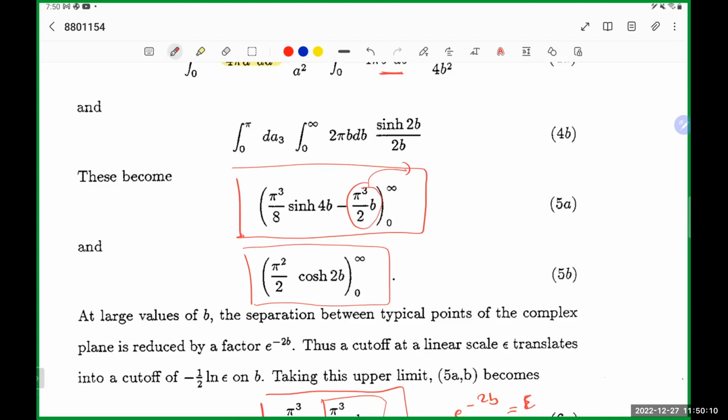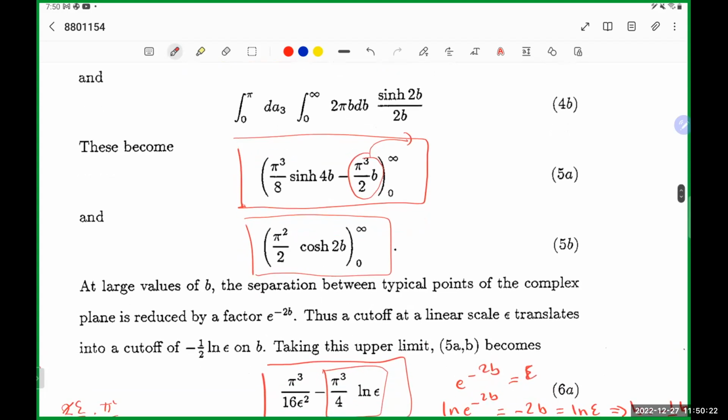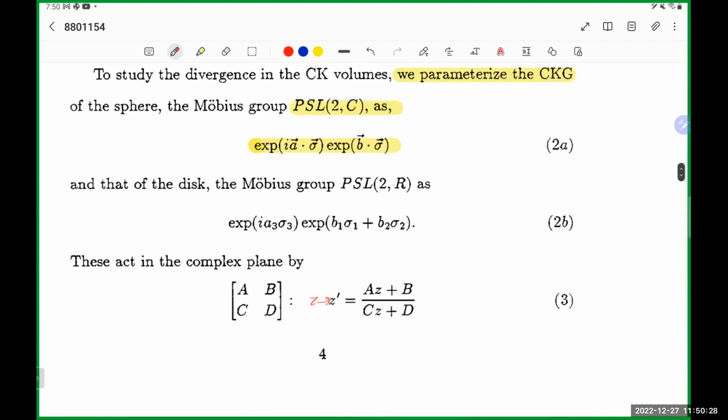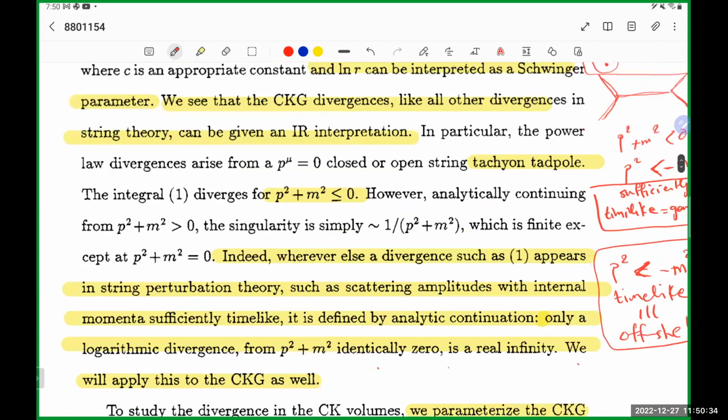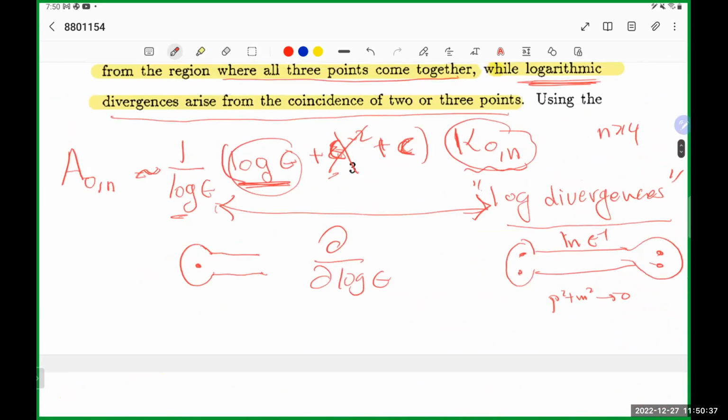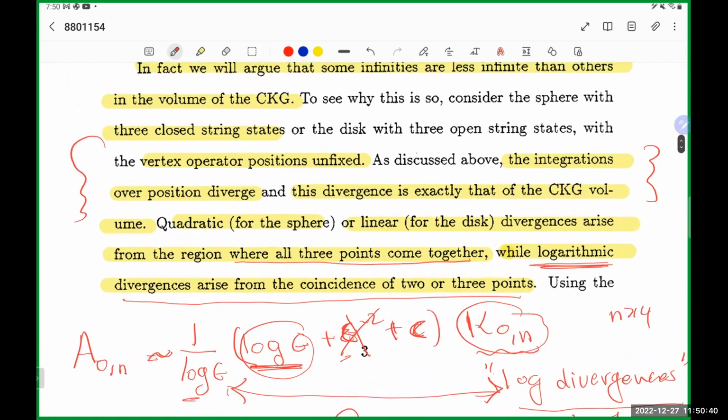And we should know that here we're just doing a volume integral, just integrating volume over the group manifold, versus the other thing we're doing, which is analogous but not quite the same. We're integrating over positions of operator insertions on the sphere with some physical cutoff, literally like a shell. They give us precisely the same result, and this was noted here and used by a credit, as I mentioned before. Here's the key point: the integrations over positions diverge, and this divergence is exactly that of the conformal Killing group volume. Very critical and very important to emphasize.